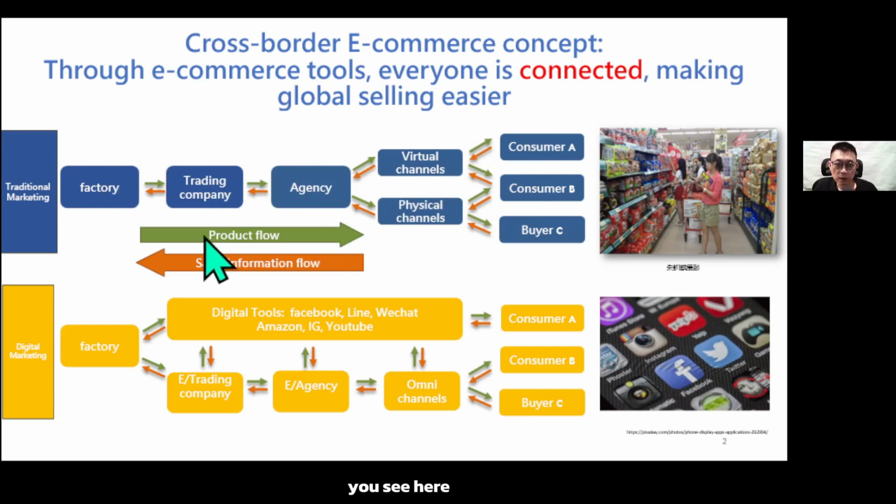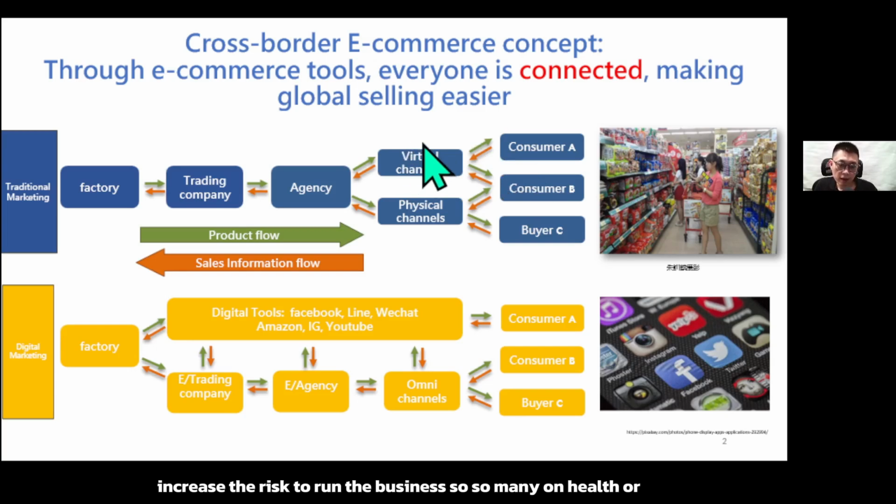And the information, you see here, product flows from factory to trading company to agency to channel to consumer. How long will it take to ship the product? And for the health or safe inventory, all the middlemen keep inventory. If the consumer doesn't want to buy it, the inventory becomes useless. That will increase the risk to run the business. So much unhealthy or backed-up inventory is in the hands of the agency, channels, trading company. All the cost will transfer into the payment for the customer.